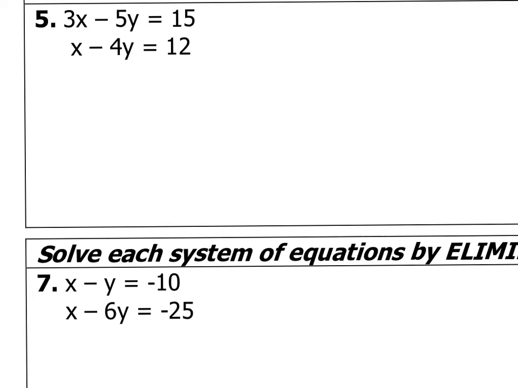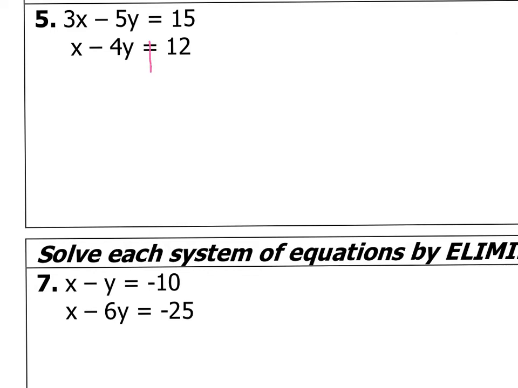Now number 5 is something that's a little more sophisticated, but it's all skills that you already have. Basically with number 5, we don't have any of our equations giving us an x equals or a y equals statement. Our job is to create one by isolating the x or the y alone. I'm going to choose to isolate this x by itself because I see that it's going to be pretty easy to get it alone.